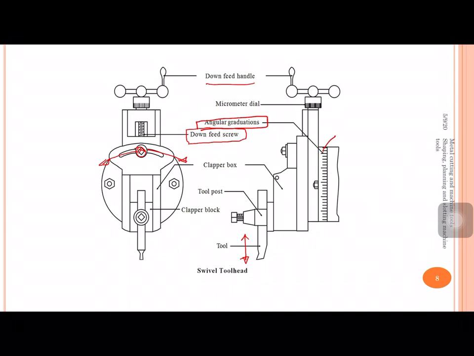to do the works related to the inclined cuts on the work part. Next one is the tool post. You can see this is the tool post, and this tool post is holding the single point cutting tool by using this screw. And there is a clapper box here and a clapper block.